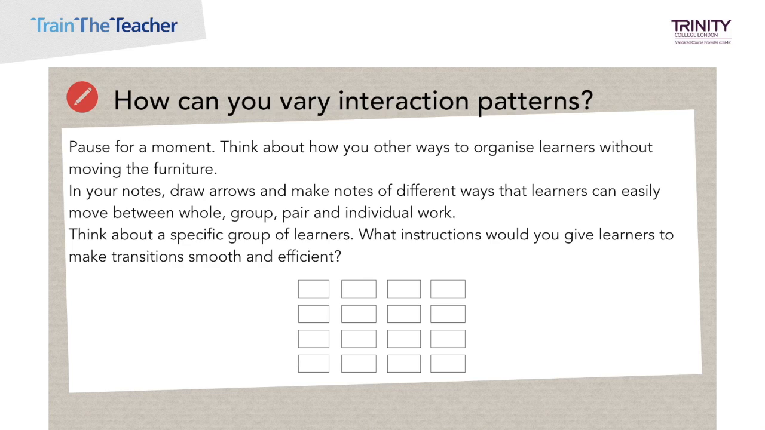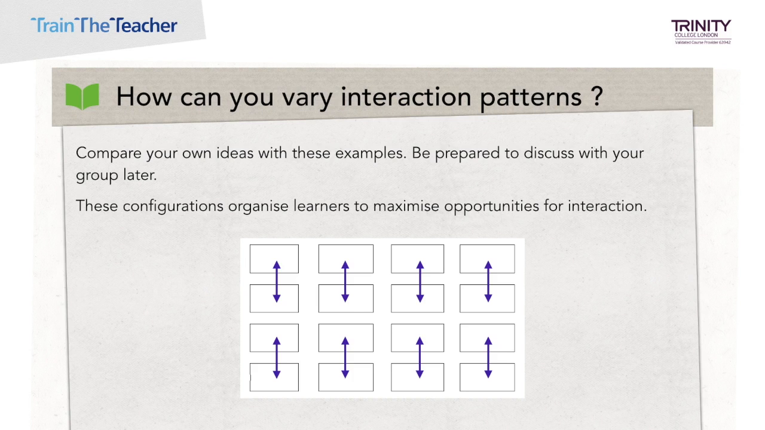Think about a specific group of learners that you know. What instructions or training would you give those learners to make these transitions smooth and efficient? When you're ready, click Continue to take a look at some further examples. Compare your ideas with these and be prepared to discuss them with your group later.